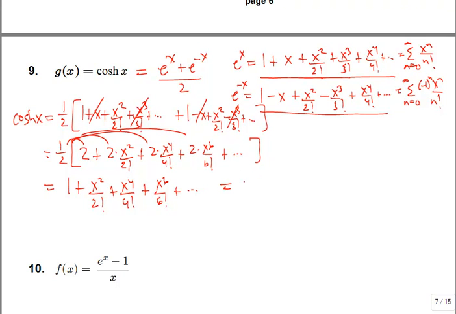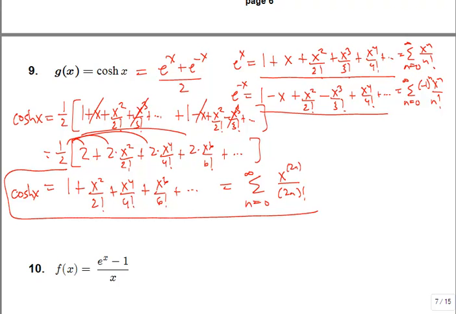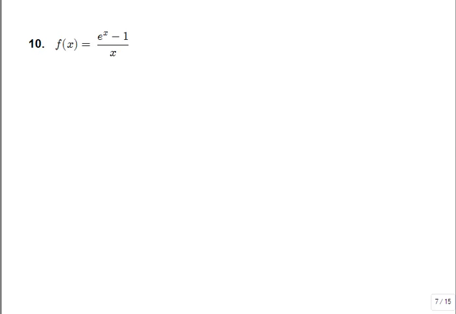And if you want to write that in summation notation, you can. This would just be x to the 2n over 2n factorial. So there's our power series for hyperbolic cosine. All right, how about the power series for e to the x minus 1 over x?